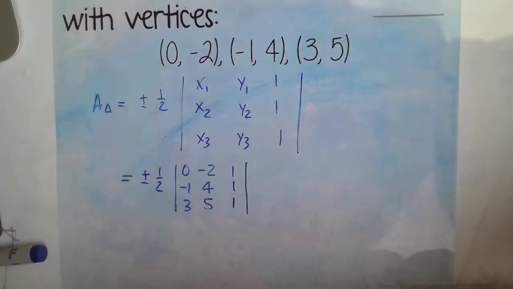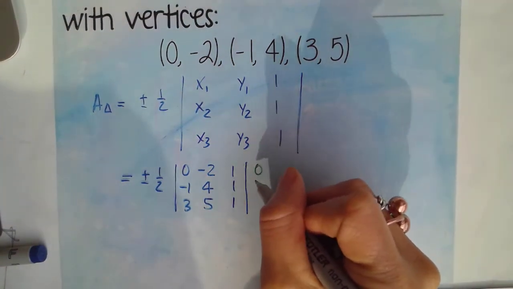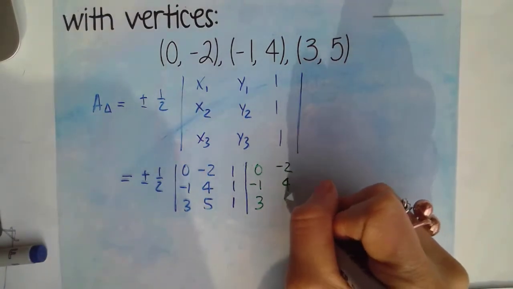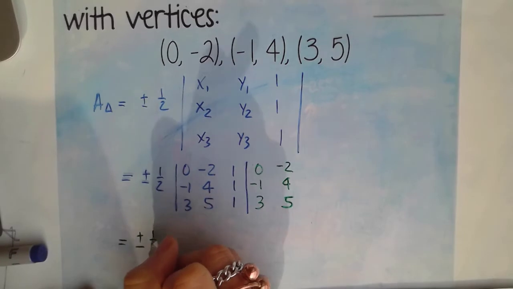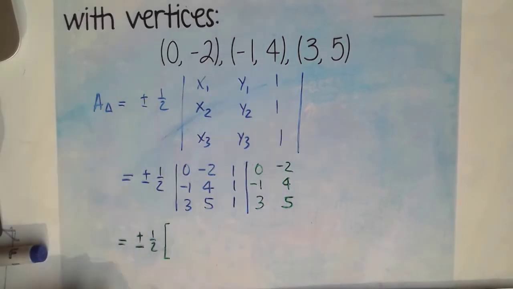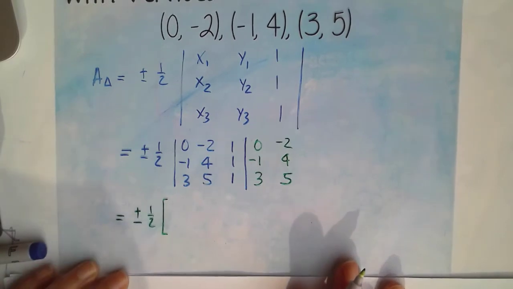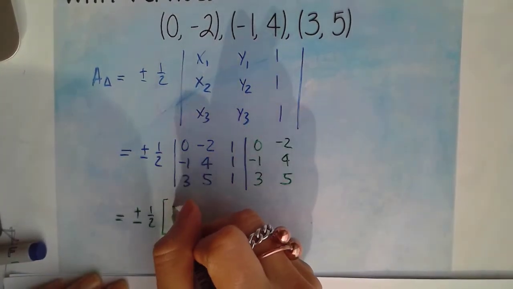So what do we do when we're finding the determinant? We actually write the first 2 columns again. So 0, negative 1, 3. Negative 2, 4, 5. And let's calculate, okay? So plus or negative half. If you want, you can use a calculator, but I'll just use my hands, okay? I think sometimes it's easier to actually calculate in your head than punching these into the calculator.